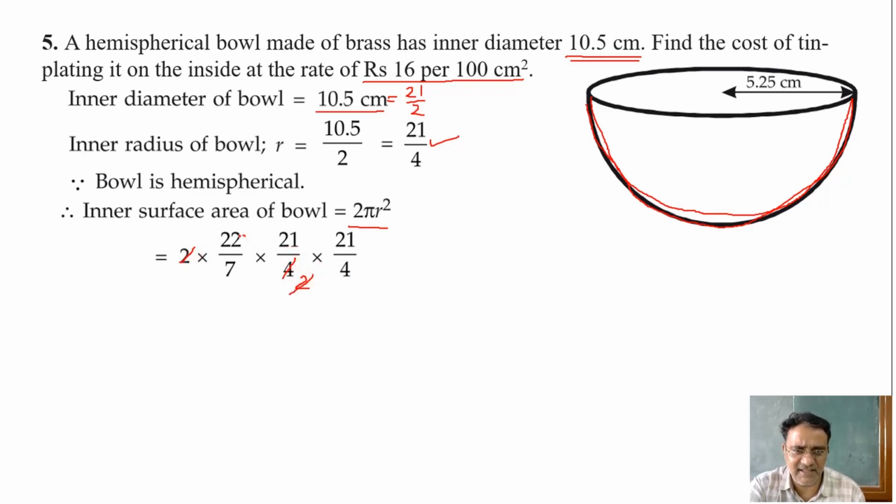Phir ye cancel kar sakte hain. 2, 22, 11 aa jayega. This also we can cancel. We get 3. So, 11 into 3 into 21 upon 4.